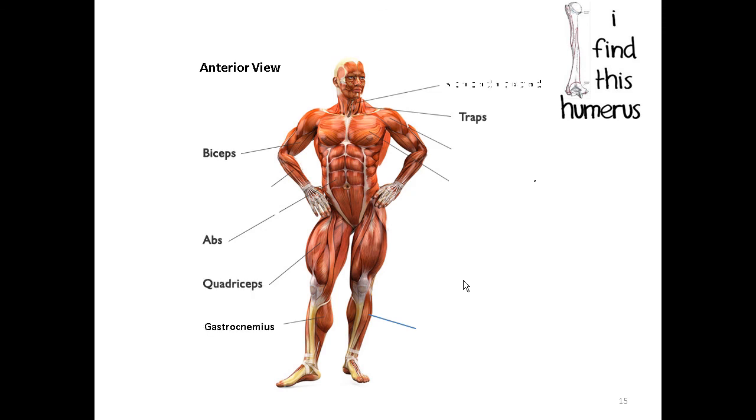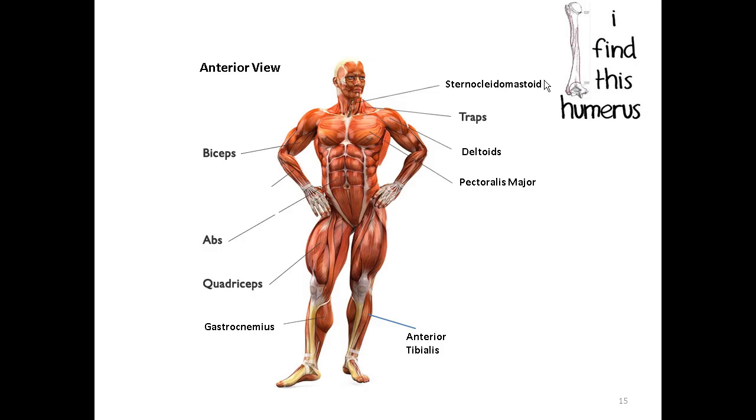I think the only one we didn't cover that I'm asking you to know is the abs. I'm not asking you to know the sternocleidomastoid. That's just another cool muscle that I'm going to go through. The rectus abdominis. So you can know them as the abs. So bis, abs, quads, gastrocnemius, traps, delts, pecs, and anterior tibialis.